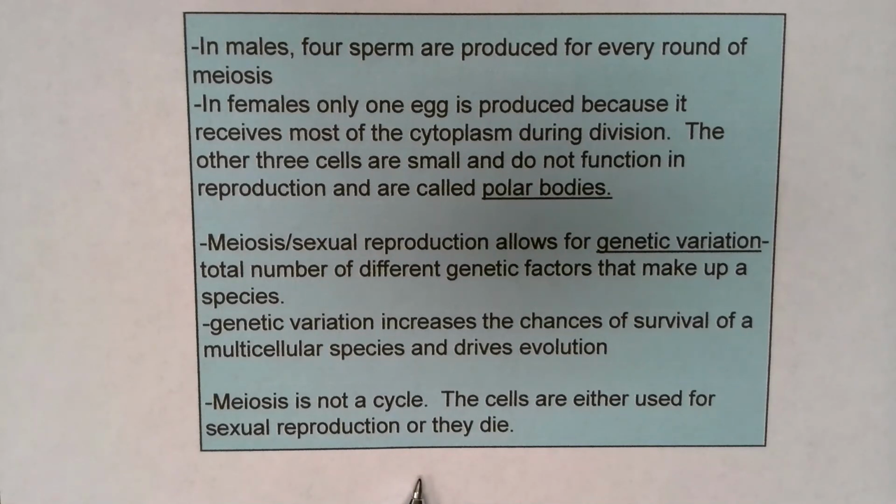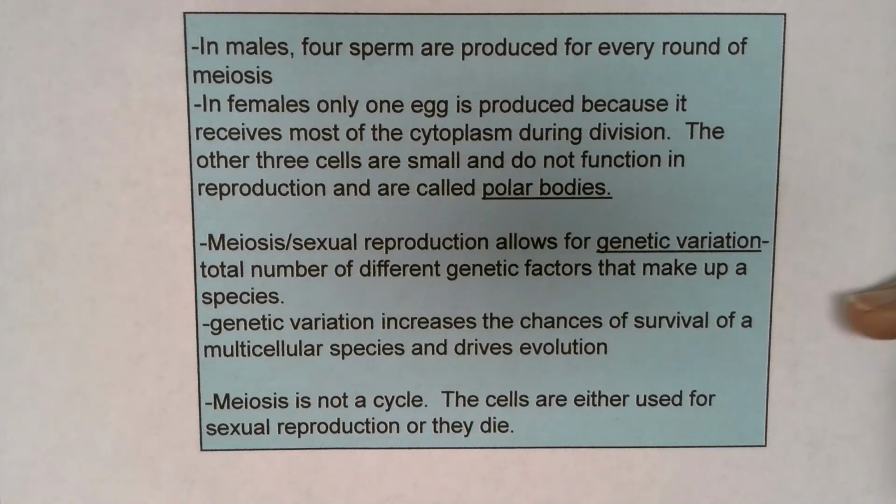If they're used for reproduction, then again, let's think humans in this case. 23 chromosomes in an egg cell joins with 23 chromosomes in a sperm cell. 23 plus 23, you get 46 chromosomes in that zygote that can grow and divide by mitosis to turn into a human. And this is how we all got here, okay?